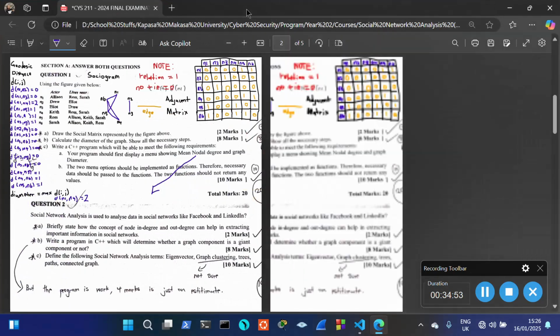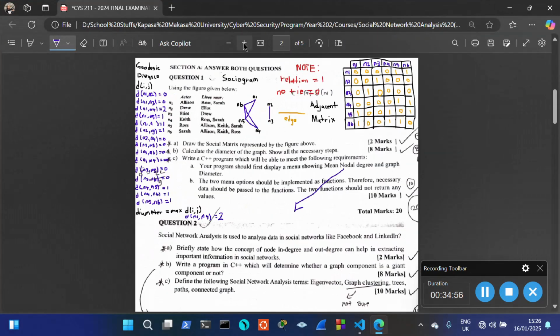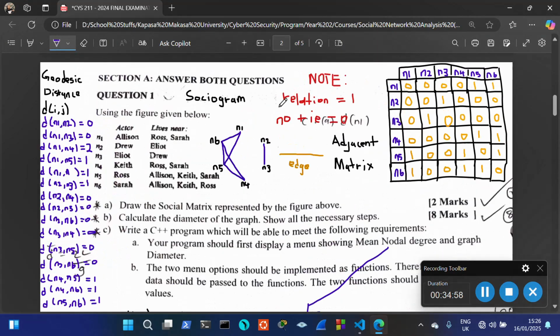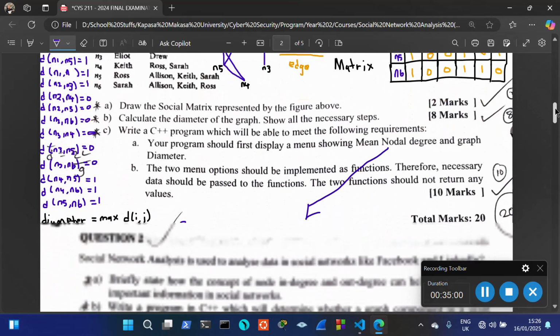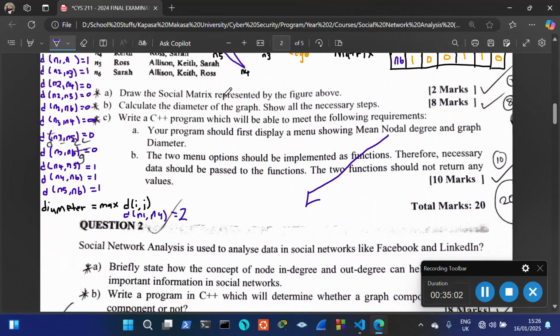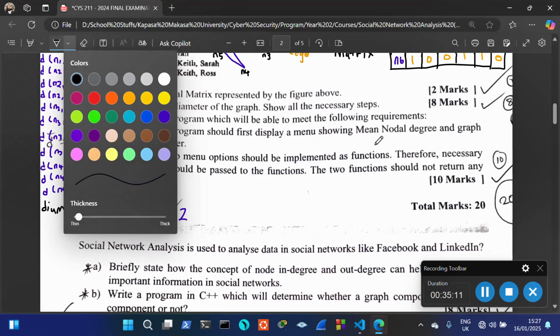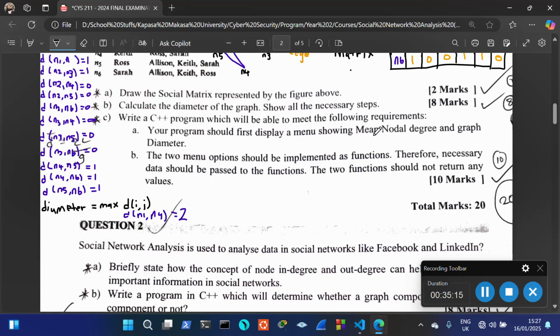Let me just zoom in so that we do everything clearly. So we start off with mean node degree, what it is, what we are looking for here. So for example, let me just wrap this. Okay, so since we are talking about the mean node degree here, mean node degree.